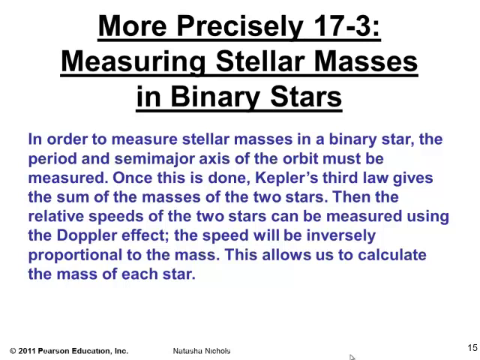Then you use the Doppler effect to measure the relative speeds of the two stars. Once you have the speeds, each will be inversely proportional to the mass of that star. This is going to allow you to calculate the mass of each star. So for more details on this method, look at the More Precisely section in your textbook.